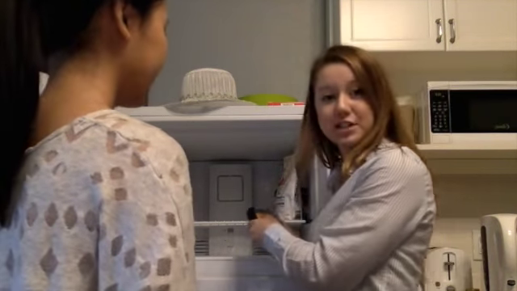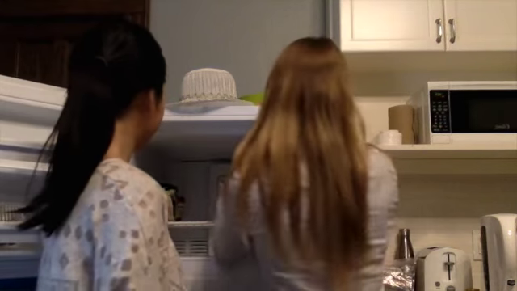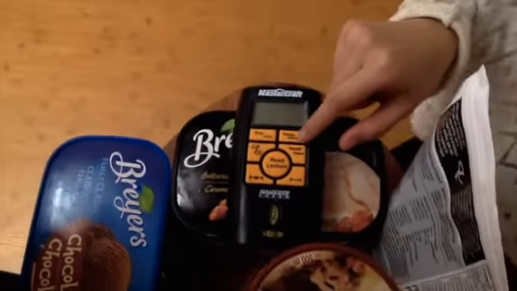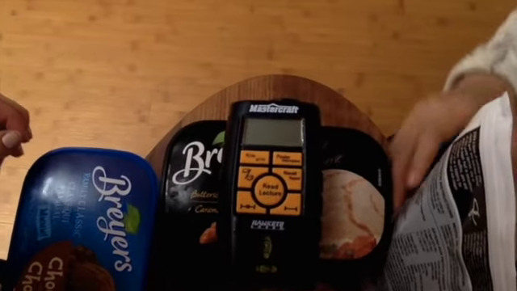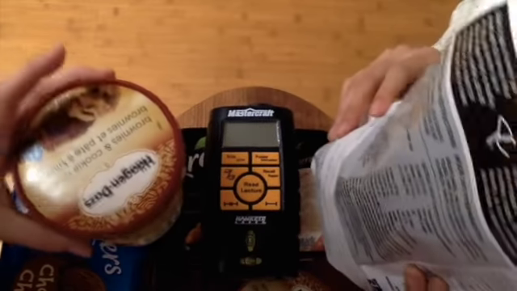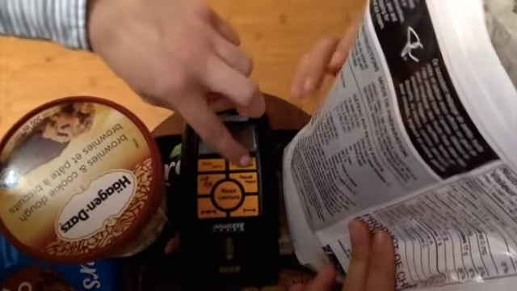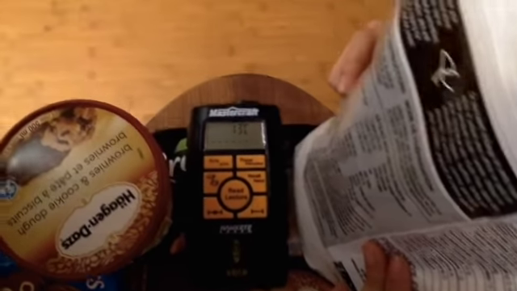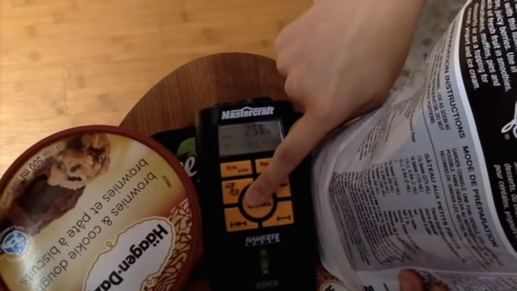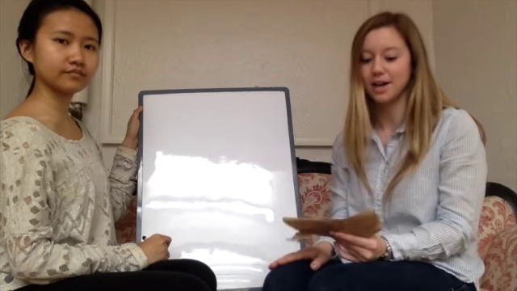Now the device reads 13 degrees Celsius, so I think we're good. We don't want the temperature to change too much, so that's why we're keeping some of the frozen treats around it. Okay, it's still at 13 degrees Celsius. Let's see what the reading is. Okay, 2.56 meters. Now we're going to summarize our data.